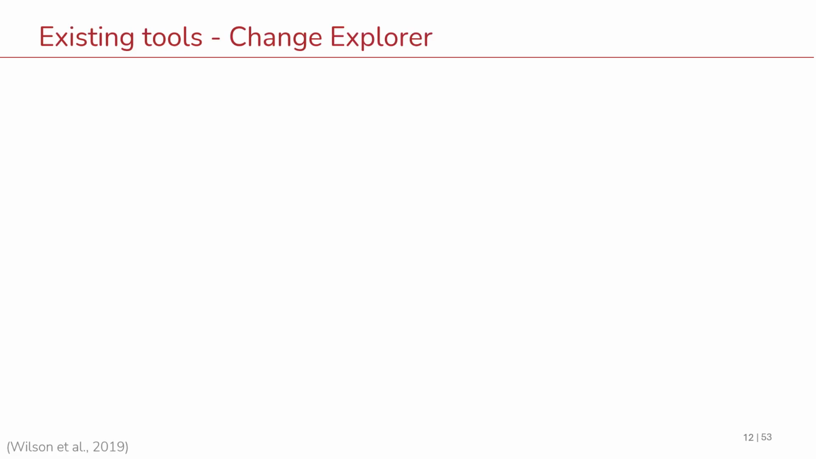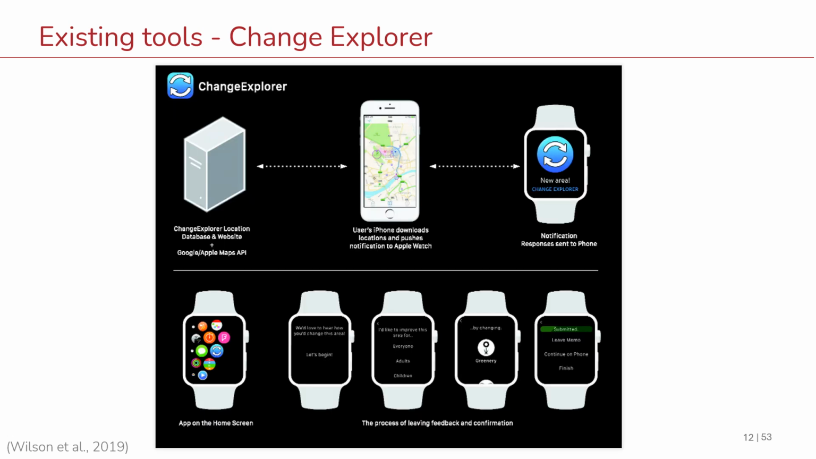And for this aim, there have been previous tools to engage the public, and I will review a few of them that were baseline for my project. For example, Change Explorer by Wilson et al. was a public engagement application for smartwatches, tracking the user's location and notifying them when they are near any urban changes. Then we have Metropolis by Aguilar et al.